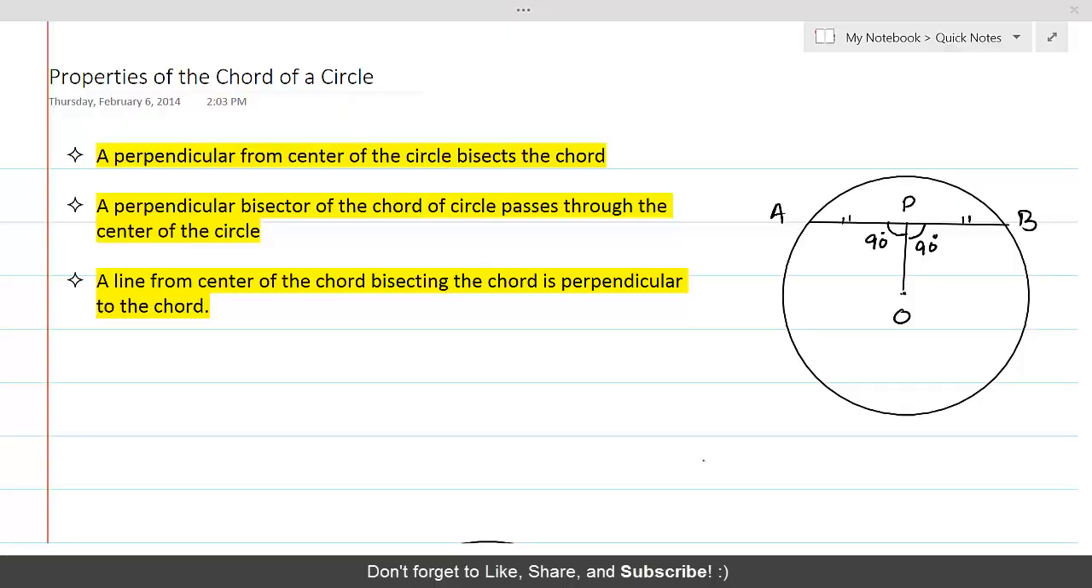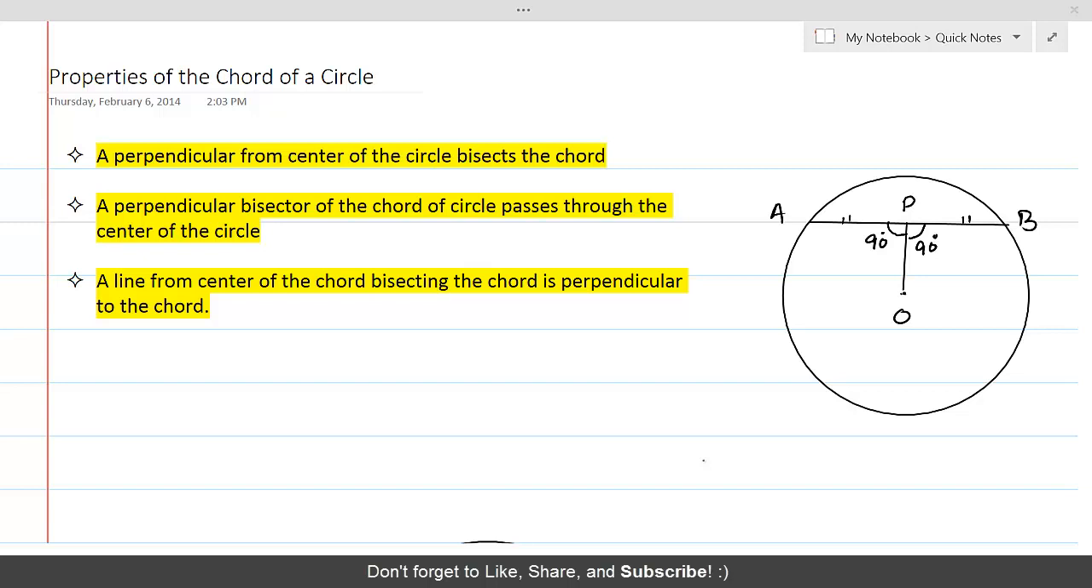Properties of the chord of a circle. A perpendicular from the center of the circle bisects the chord. If we carefully take a look at this statement, there are three things we are talking about. Number one, a line that is containing the center of the circle and extending from the center of the circle, it is meeting the chord AB at point P.